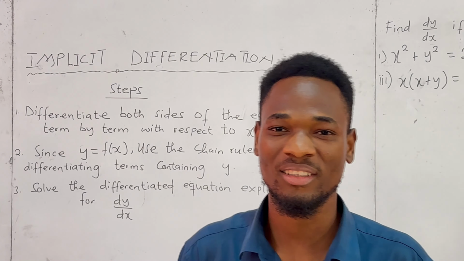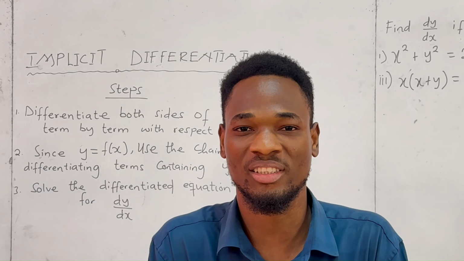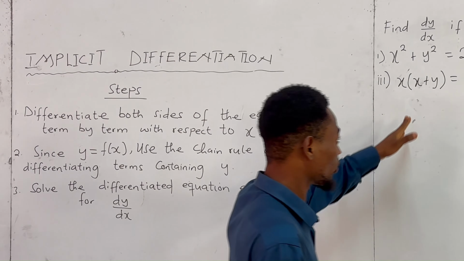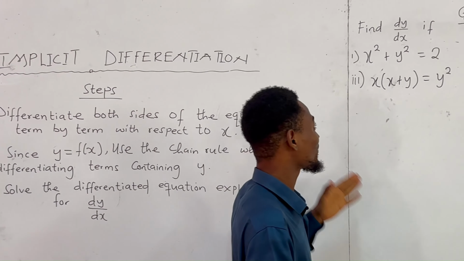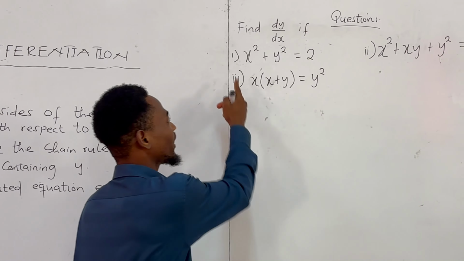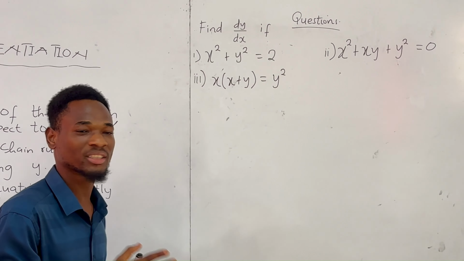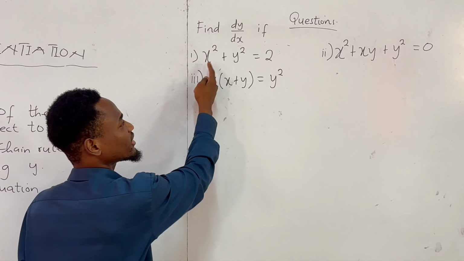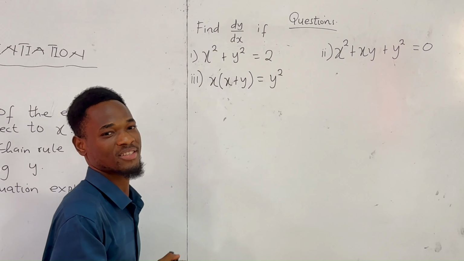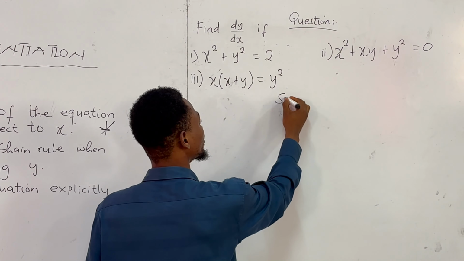So viewers, we have some questions on the board. Let us appreciate implicit differentiation. The question is, find dy dx if 1, x squared plus y squared equals 2. In this case, I have x and y. I'm trying to differentiate them at the same time. So let's see how it goes. So I have my solution.